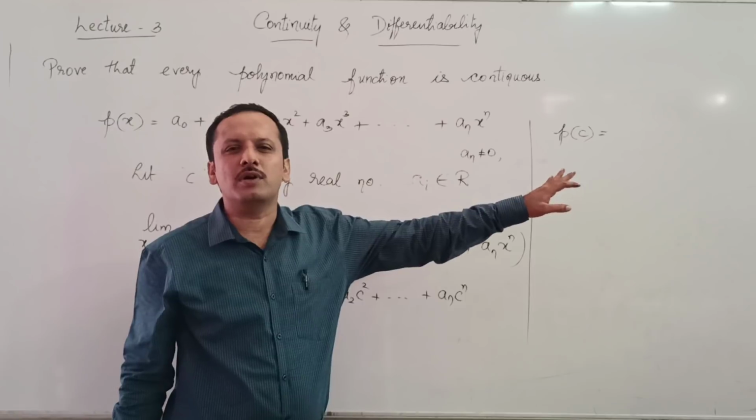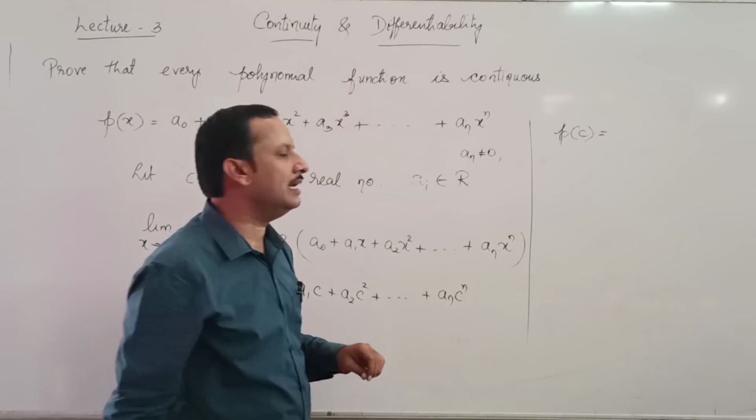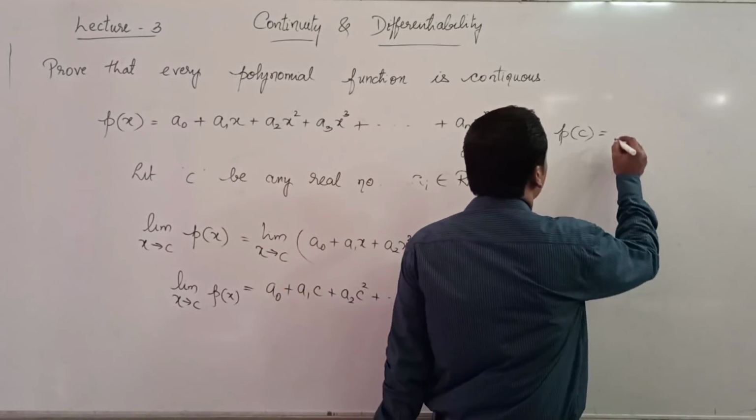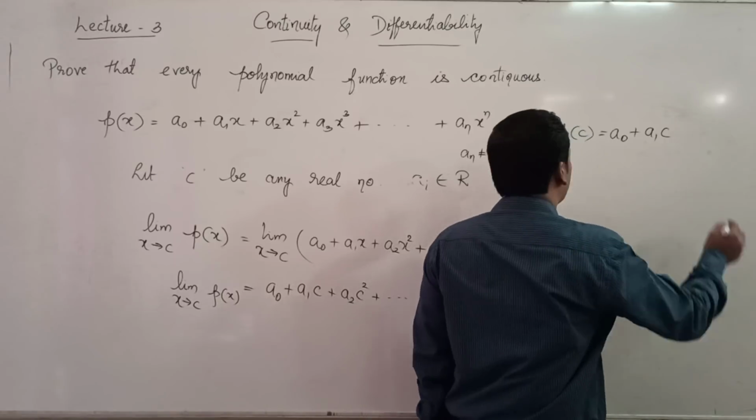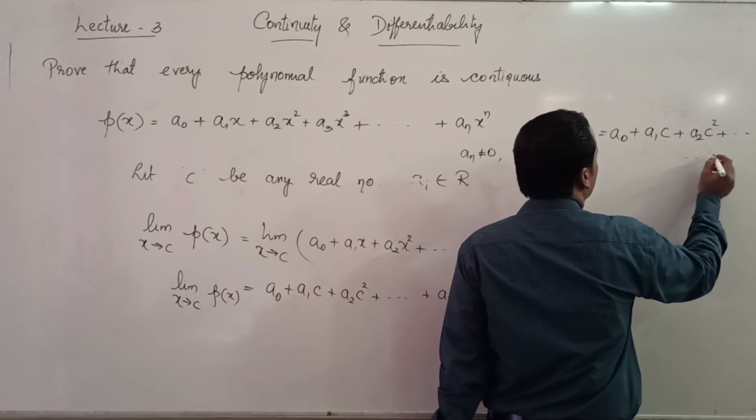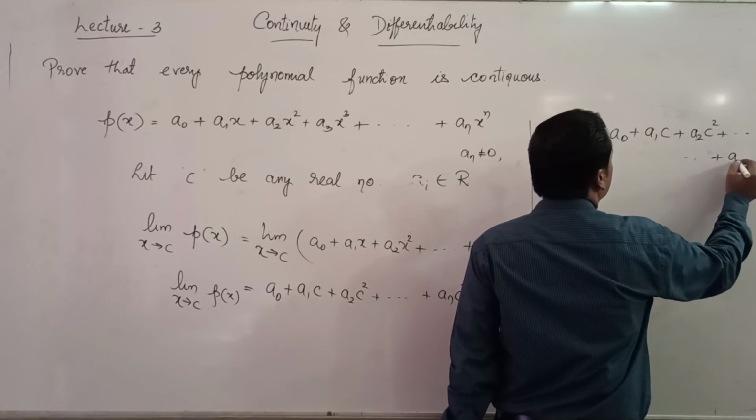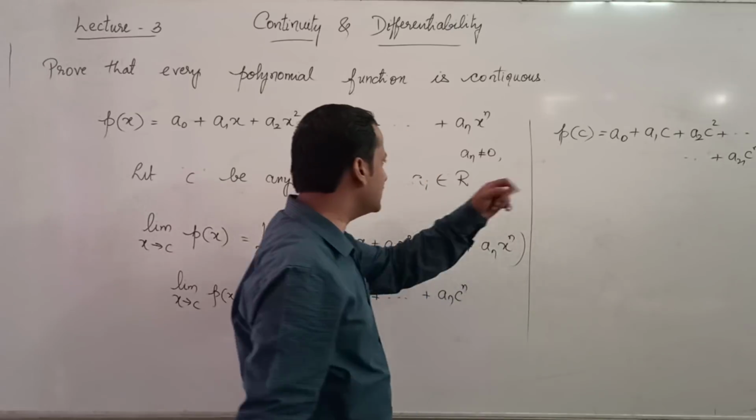We want to find out what is p of c. To get p of c, replace this x by c. So that will give you a0 plus a1c plus a2c square and so on till an c power n. Okay, that is p of c.